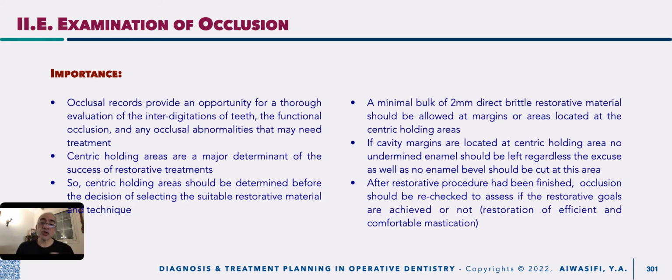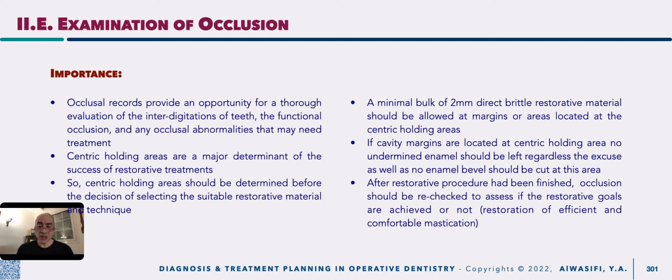If you are going to restore it with a highly ductile or high strength material like a cast gold restoration, it will not fracture or fragment, but at least your bevel will bend under these centric holding areas, opening the margins and allowing solubility of the cement line.